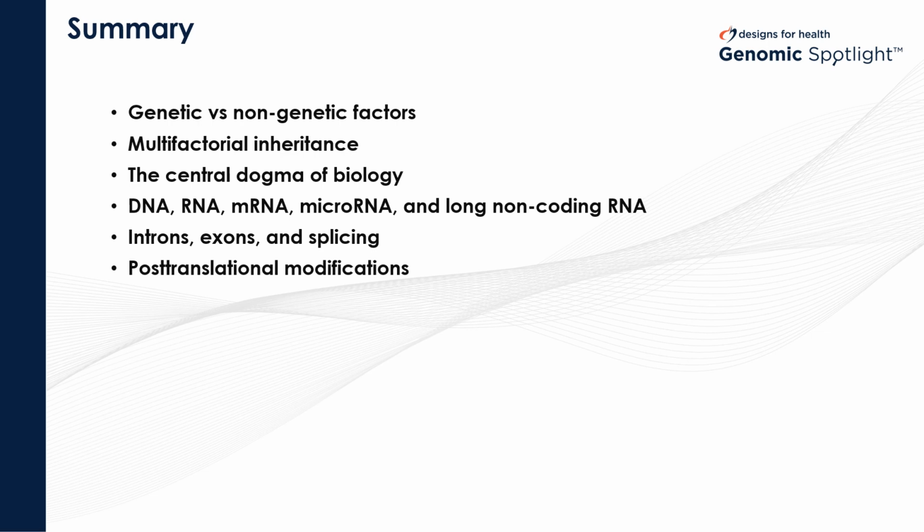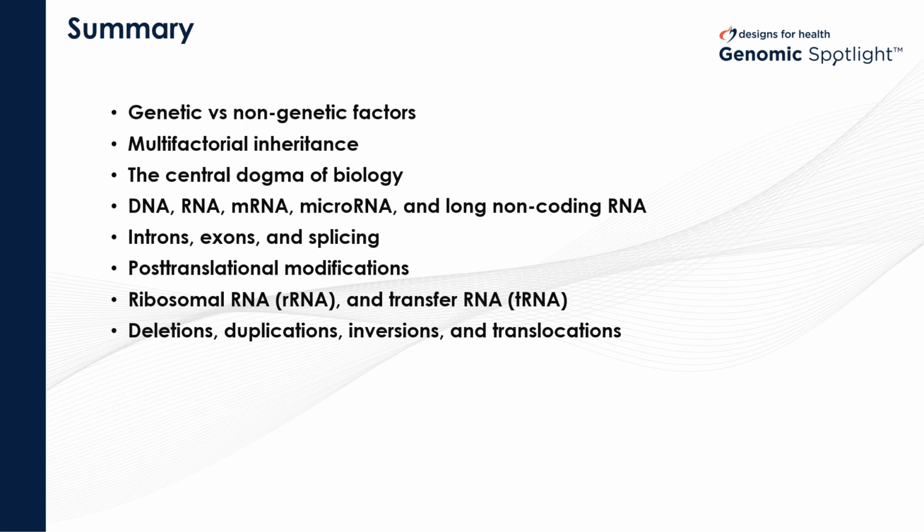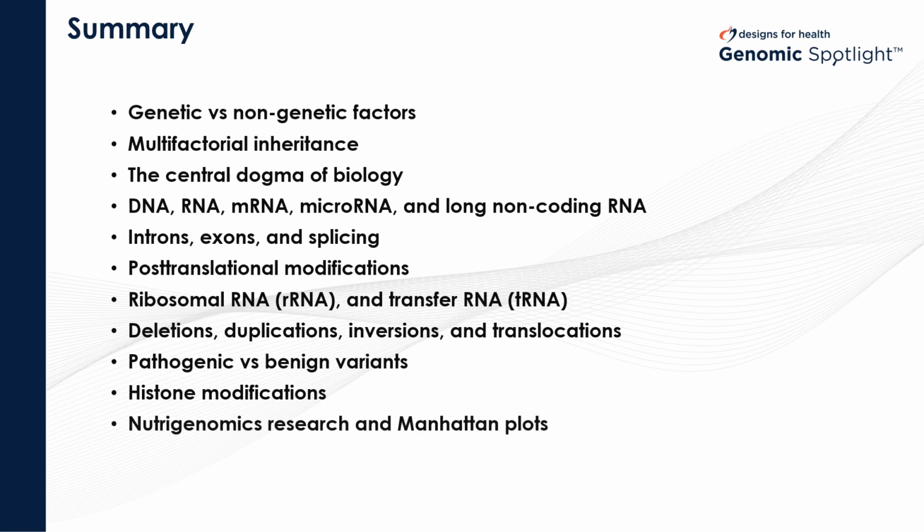We discussed post-translational modifications to the protein. We looked at ribosomal RNA and tRNA or transfer RNA. We touched upon different types of mutations, including deletions, duplications, inversions, and translocations. We looked at the differences between pathogenic versus benign variants and everything in between, including classification. We analyzed histone modifications and their effect on the human genome and protein function. And we looked at nutrigenomic research and Manhattan plots.